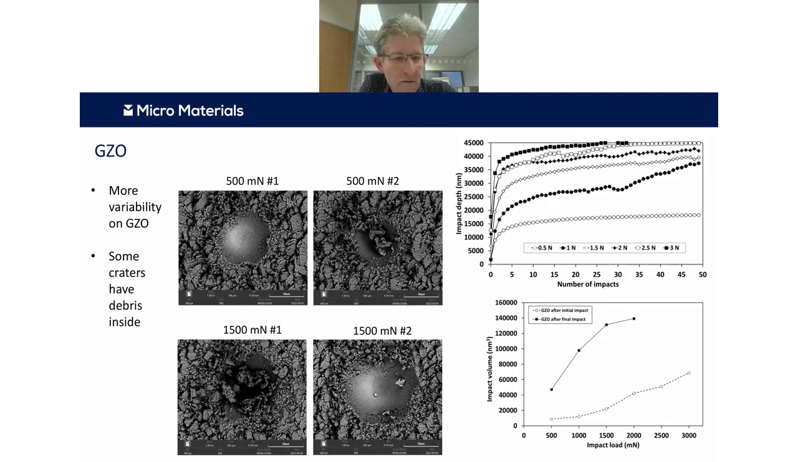And when we perform the same tests on the gadolinium zirconate, what we can see here is, instead of the smooth curves that we saw on the yttria-stabilized zirconia, we're seeing much more jagged curves in many cases, as you can see on the right. What appears to be happening is that material is falling down from the sides of the crater into the impact crater during the test, and that's what's causing that. If you look at the micrographs on the left, you can see a couple of examples, both at 500 millionths and at 1500 millionths, where the craters either have debris within them or not. So there's a lot of variability, and this therefore leads to more variable impact volume data as well.